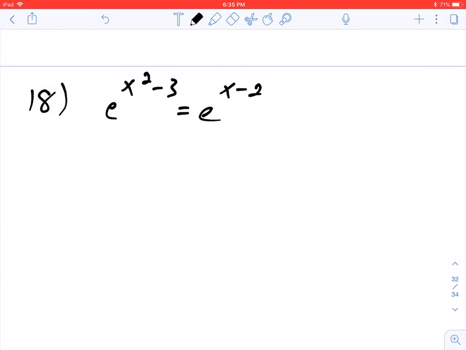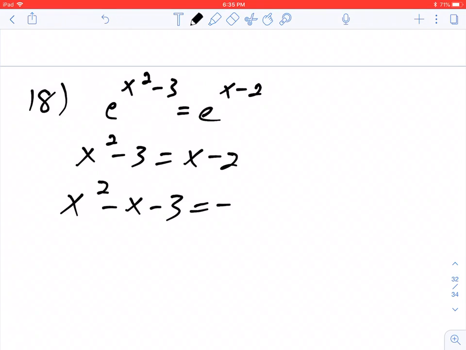And so you can see these are both exponential equations. They both have the same base. So if the bases are equal and the expressions are equal, it means their powers have to be equal. So we're simply going to write x squared minus 3 equal to x minus 2, and we're going to proceed to solve that. I'm going to subtract x from both sides, and then I'm going to add 2 to both sides, and you can see that I ended up with a quadratic equation.